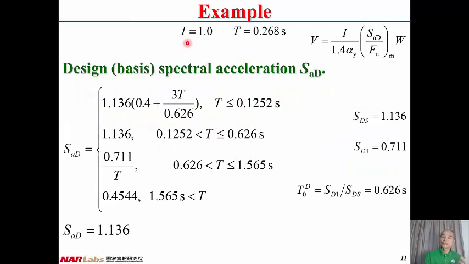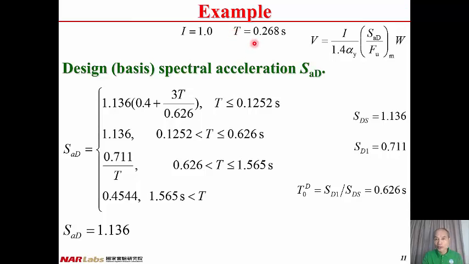Right now we have the importance factor I equal to 1.0 and the fundamental vibration period of the structure T equal to 0.268 seconds. And from the previous lecture, we have already found SDS equal to 1.136, SD1 equal to 0.711, and from SD1 and SDS, we can have T0D equal to SD1 divided by SDS equal to 0.626 seconds.